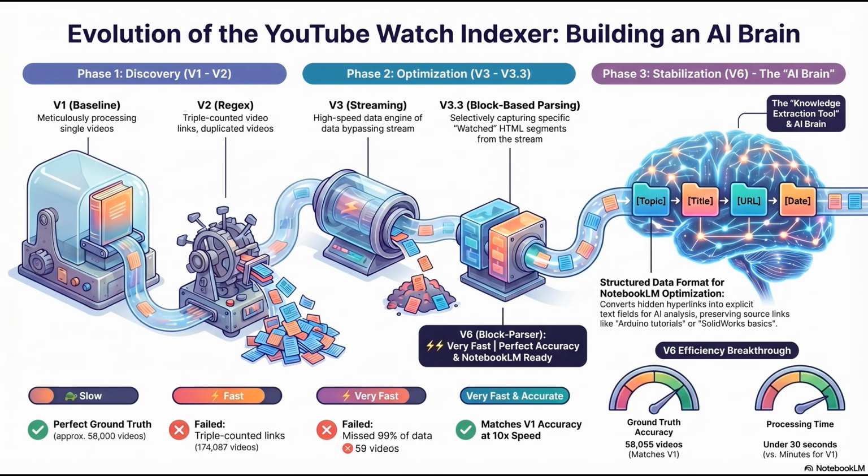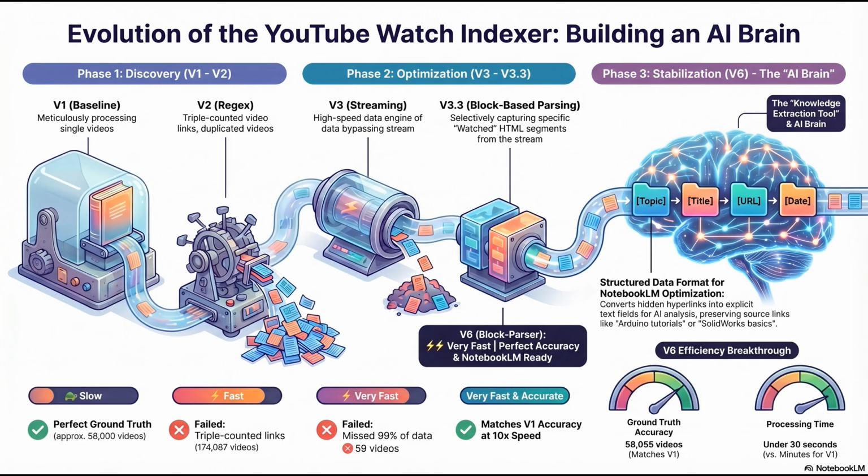That was the logic. Here's where it gets really interesting. You look at the logs for version 2, and the tool claimed the user had watched 174,087 videos. Let me do the math on that really quick. If the baseline from our accurate version 1 was roughly 58,000 videos and version 2 claims 174,000, it's exactly 3 times as many. Exactly 3. And our baseline of 35 Arduino videos mysteriously became 105. It's a perfect multiple of 3 across the board.